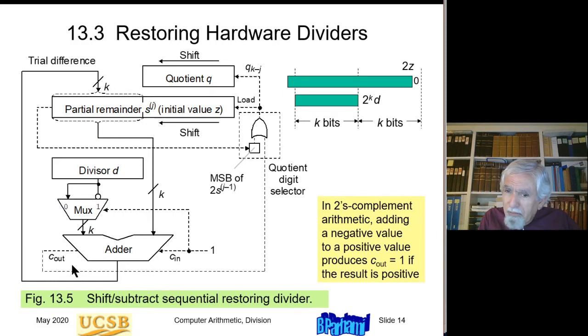Okay, or if the carry out is equal to 1. If the carry out of the adder is equal to 1, then the quotient digit 1 is selected. So the quotient digit 1 is selected under two conditions. This carry out is equal to 1, or this bit that was shifted out and is seen there is equal to 1. Okay, very simple quotient digit selection.